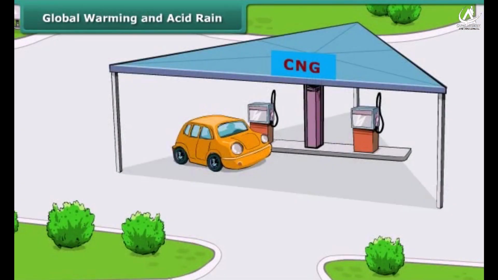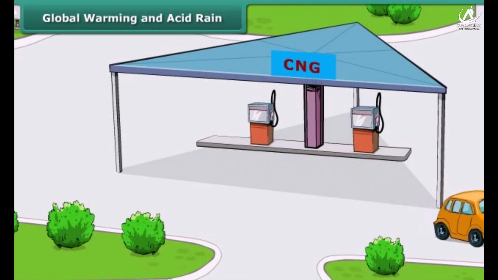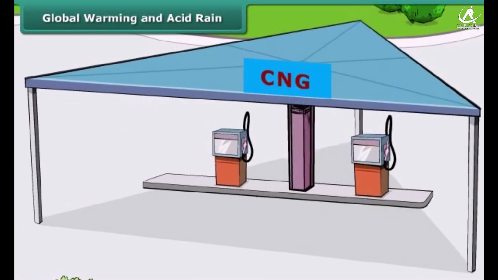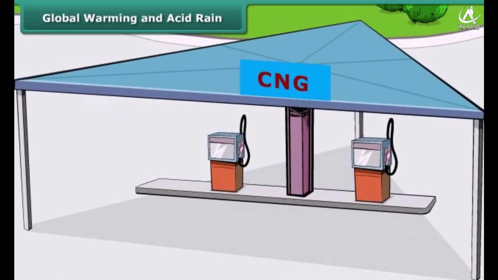There are ways we can reduce the negative impact on the environment by choosing the right fuel. A great example of this is cars, buses, and auto rickshaws that run on compressed natural gas, or CNG, instead of petrol. CNG is a much cleaner and cheaper fuel.